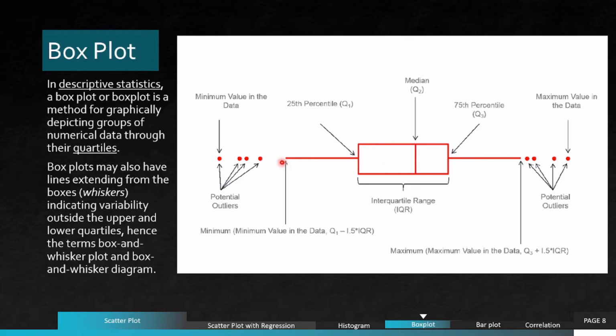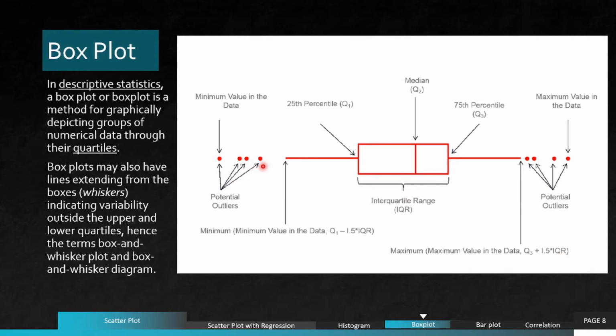So this whisker is quartile 1, that is the 25th percentile, minus 1.5 times the interquartile range, that is the difference between the 75th percentile and the 25th percentile, and the other end point, that is the other whisker, which is the third quartile, which is the 75th percentile plus 1.5 times the interquartile range.